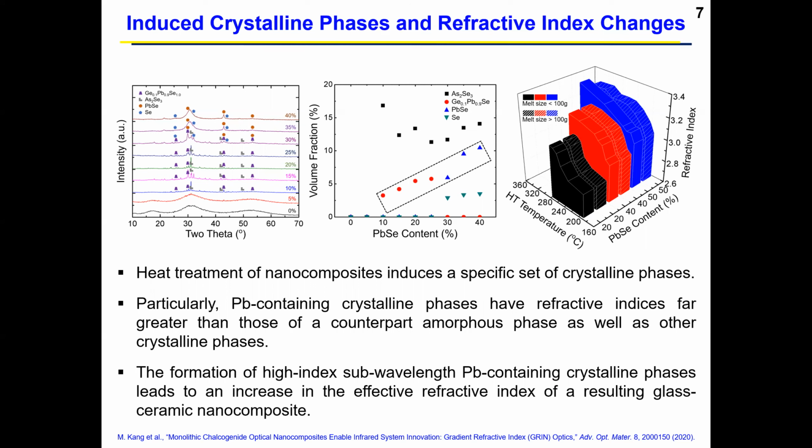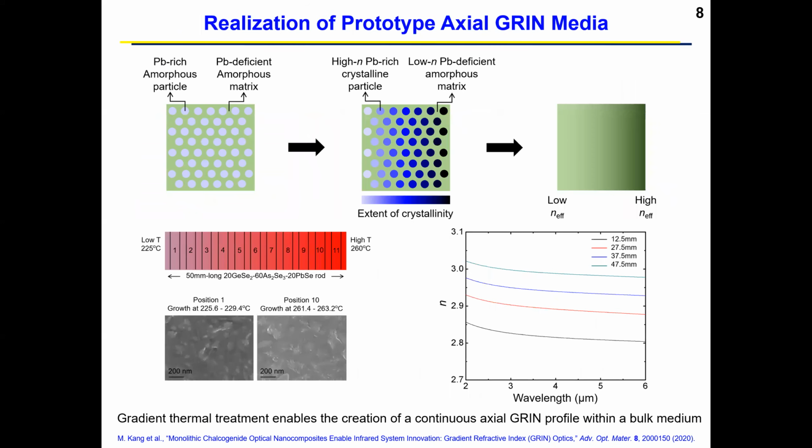The 3D plot on the right correlates starting material composition, heat treatment temperature, and resulting refractive index, which can serve as an optical design toolbox, which allows us to know which composition and which heat treatment condition are needed to achieve the specific target refractive index.